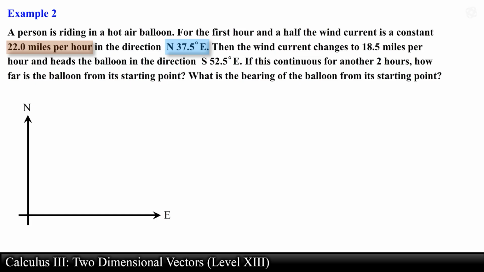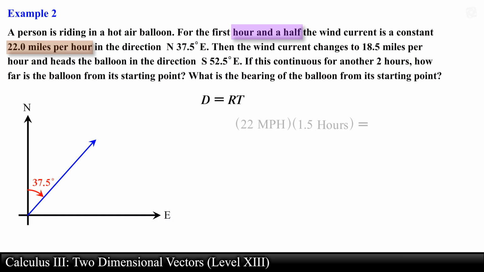Let's start with the first bearing. We know that this bearing will be 37.5 degrees east from north. Now we need to figure out the distance that this balloon travels in this particular direction. We know from the problem that the balloon will travel at 22 miles per hour for an hour and a half. We can easily find the distance traveled by using the classical distance equals rate times time formula. Computing the distance for this first trip, we obtain 33 miles.